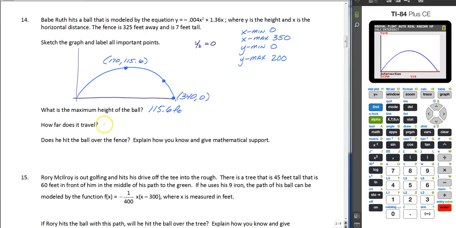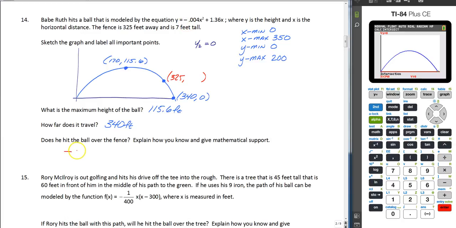So how far does it travel? 340 feet. But the real question is does he hit the ball over the fence? Does Babe Ruth actually hit a home run? And to do that, you need to go right here to the fence distance of 325 feet. And we need to see if it's high enough. So if we go to 325 feet, there's a couple of ways you can do that. You can just straight up type 325 into the equation.